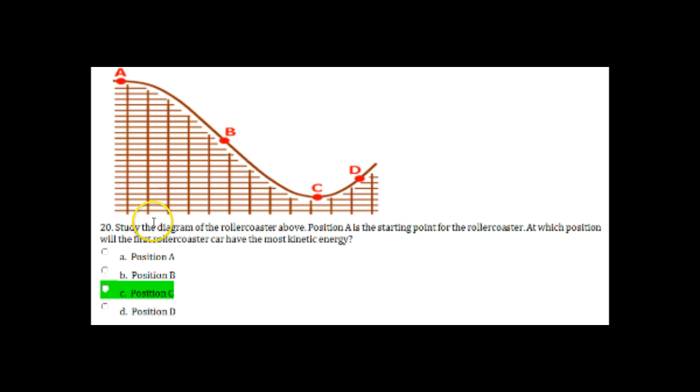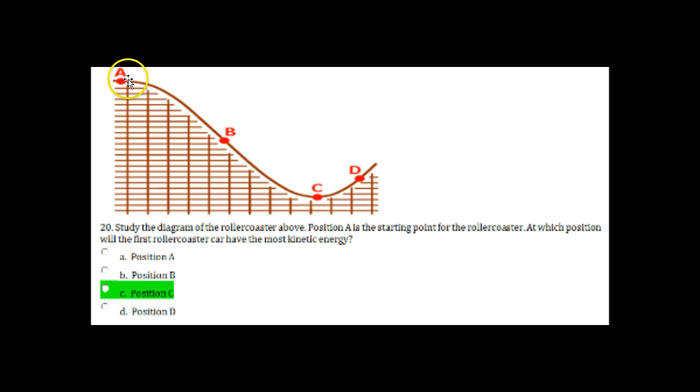Question number 20. Study the diagram of the roller coaster above. Position A, way up here, is the starting point for the roller coaster. At which position will the first roller coaster car have the most kinetic energy? Well, if you remember, we had a graph that showed if you were way up here, your car's not moving yet and you have the most potential energy. So it only makes sense that if you went halfway down, you would have used up half of your potential energy, changing it into kinetic energy.